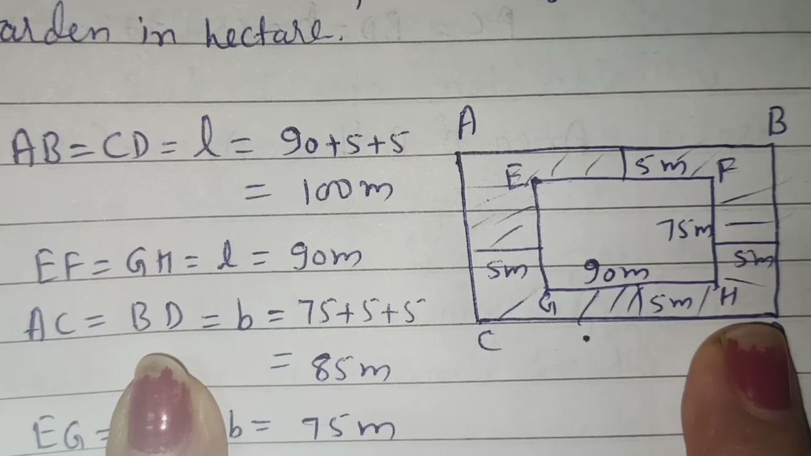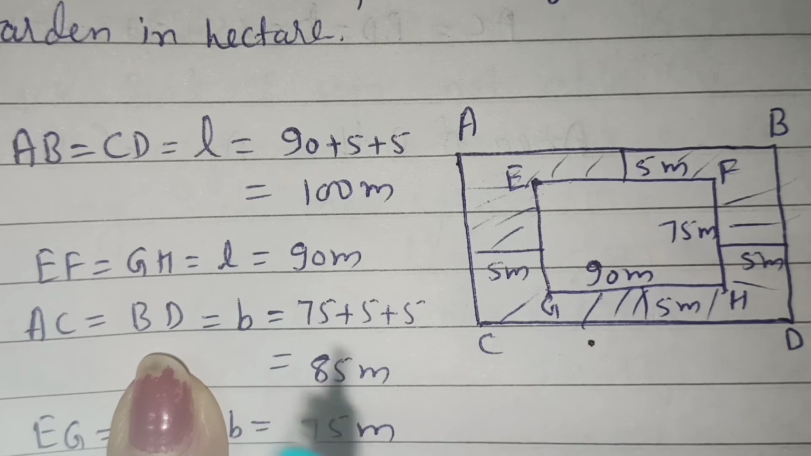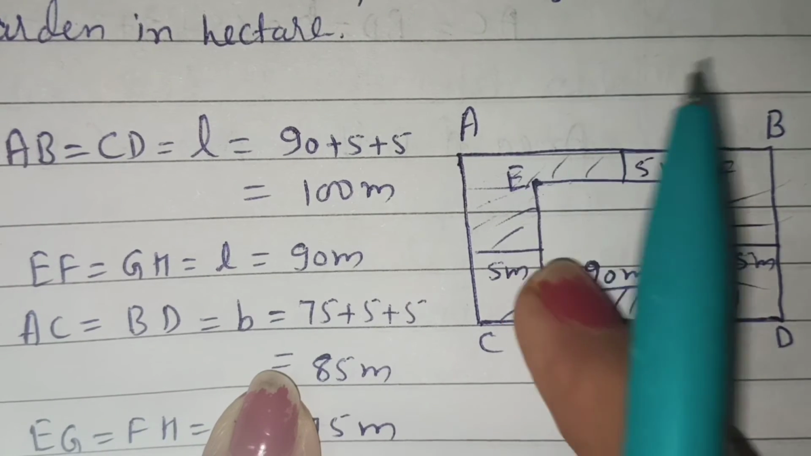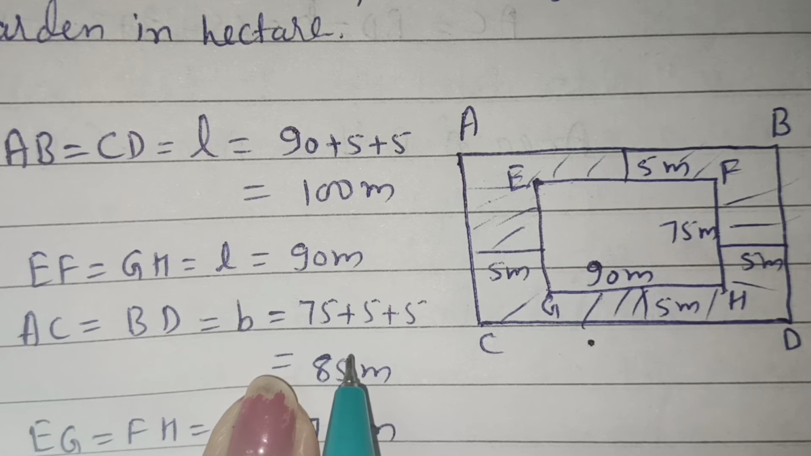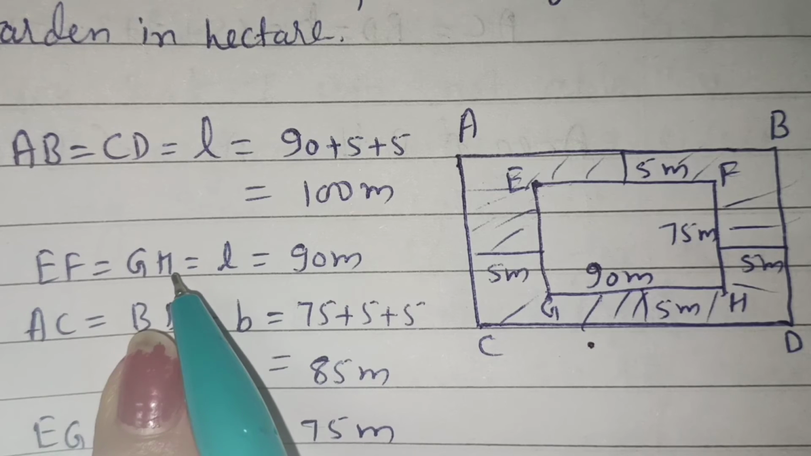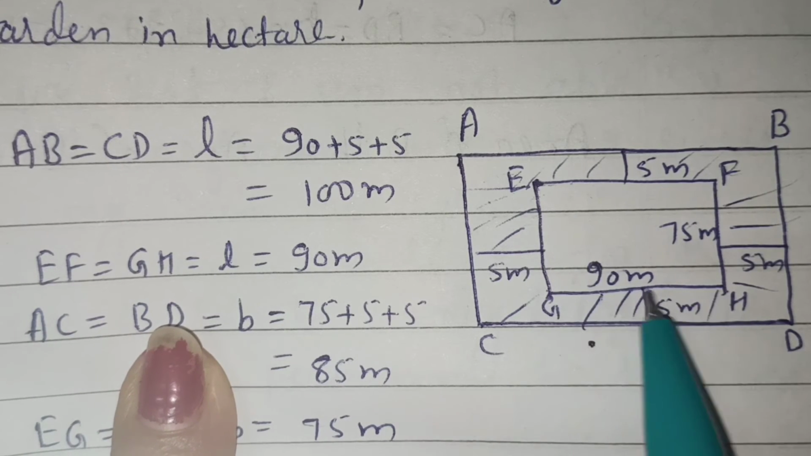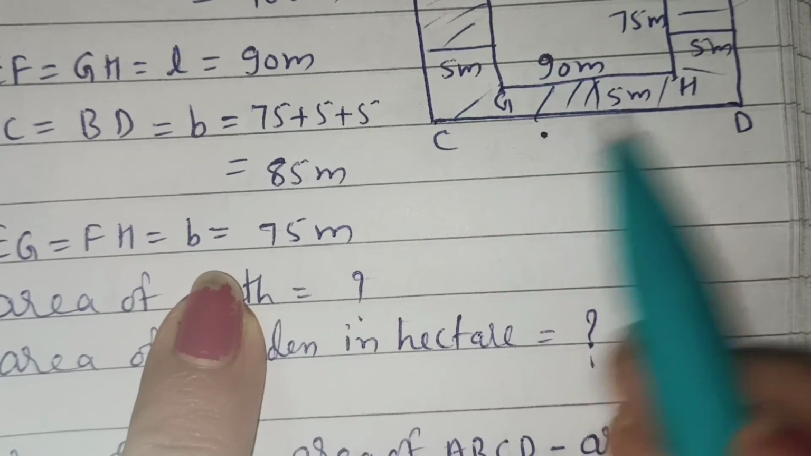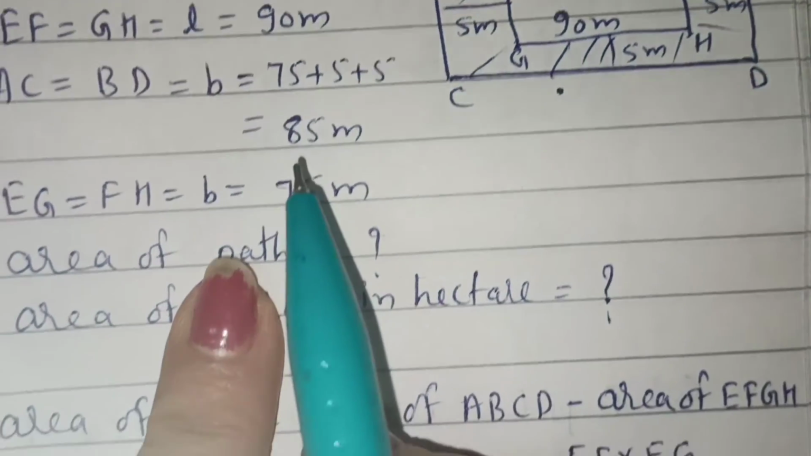AB and CD are equal. Here AC and BD are also equal. AC and BD are equal to breadth. This is 75, so 75 plus 5 plus 5. We have taken this. Here EF and GH are given as 90. EG and FH are given as 75. So what is given, we have written here.